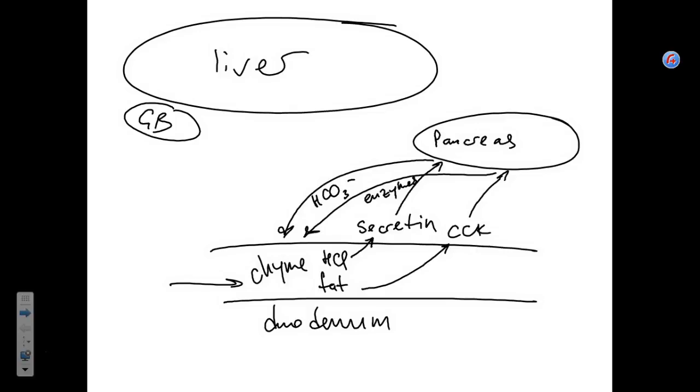Liver and gallbladder. Secretin acts on liver, stimulates bile. CCK acts on the gallbladder, stimulates contraction. What is released from gallbladder? What?